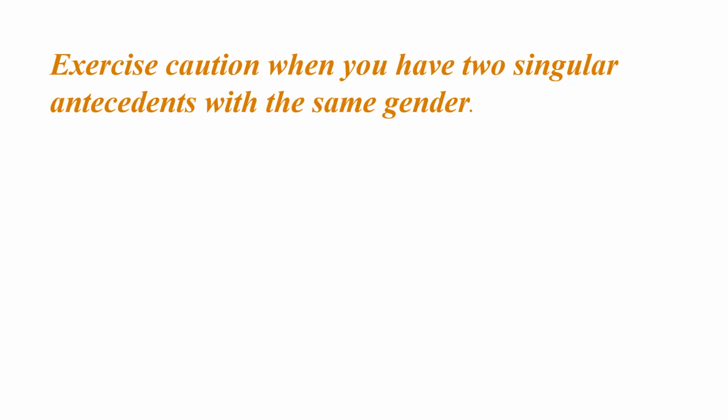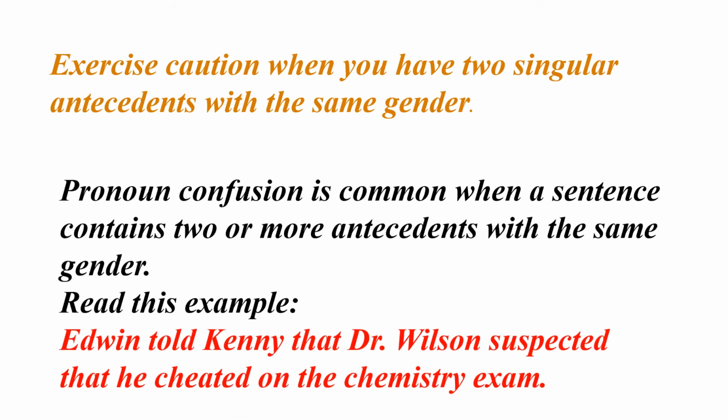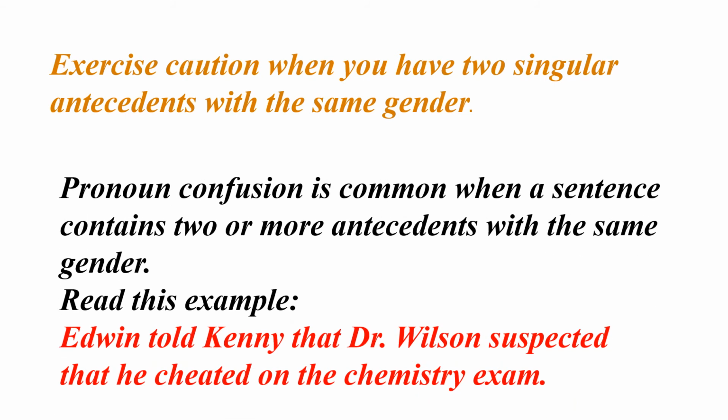Exercise caution when you have two singular antecedents with the same gender. That means you must be very cautious when you have two singular antecedents with the same gender. Pronoun confusion is common when a sentence contains two or more antecedents with the same gender.